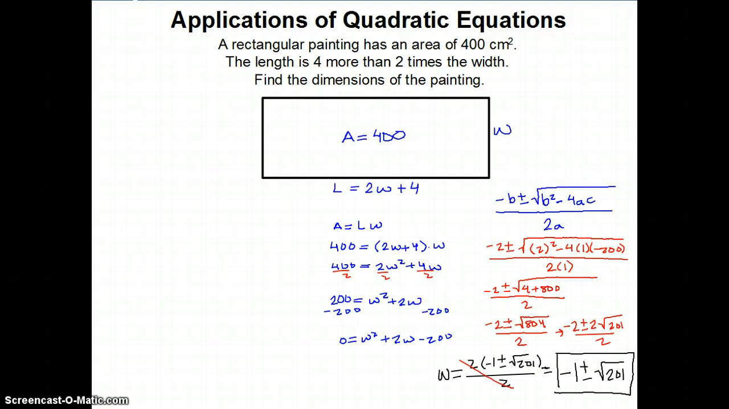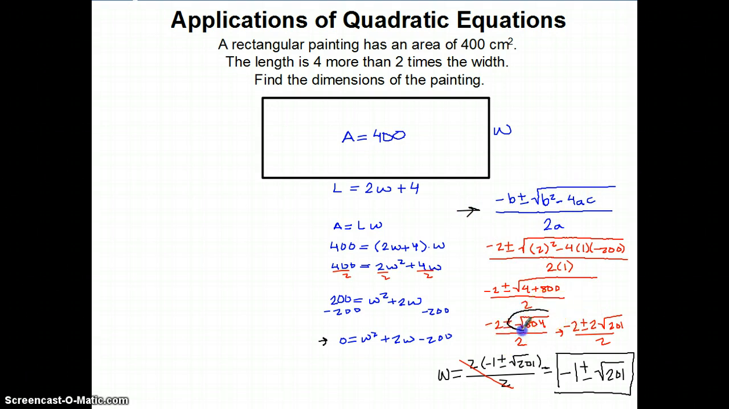So going through, I substituted my area for 400, the length and the width values that I have, and I simplified as much as possible. Getting down to this point here, since I can't factor, I had to use the quadratic formula. So I applied the quadratic formula and simplified as much as I possibly could.